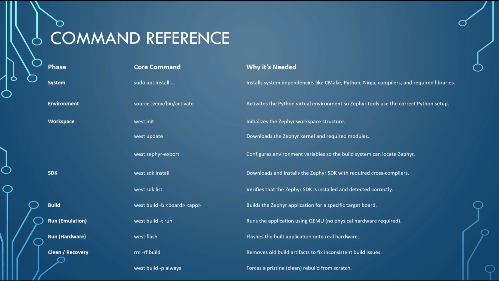Next are the build and run commands. The west build command builds a Zephyr application for a specific board. The west build -t run command runs the application using an emulator like QEMU. The west flash command flashes the application onto real hardware. Finally, for SDK management, we use west sdk install to install the Zephyr SDK and west sdk list to verify the installation.